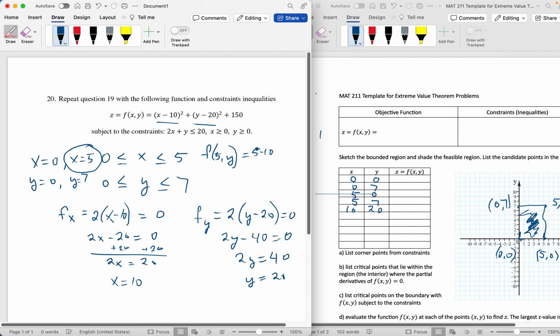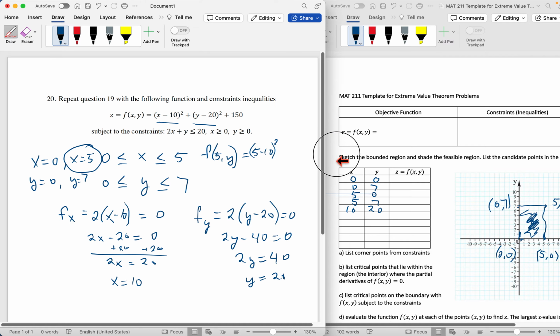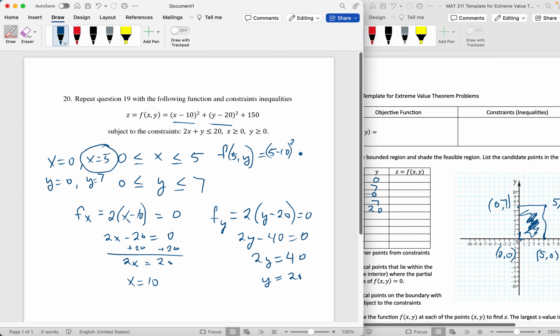5 minus 10 squared. We're probably going to run out of room here, so I'll stretch it a bit. Plus y is still y minus 20 squared, plus 150. I'll just put it up here, right? 5 minus 10 is negative 5. Squared, you get positive 25. So add that to the 150. And so now our function is y minus 20 squared plus 25 plus 175.